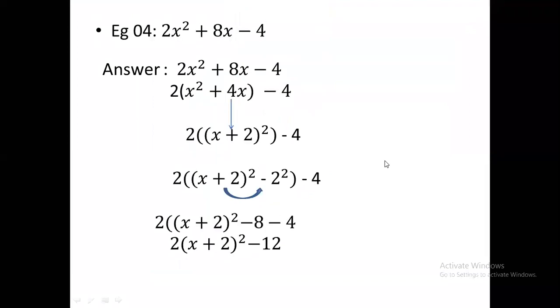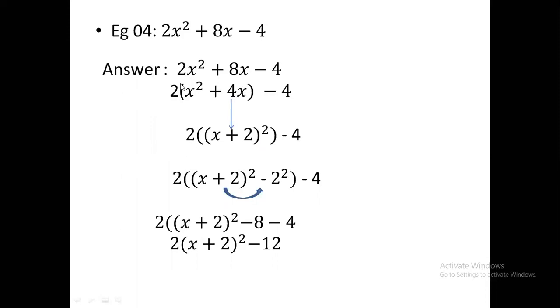Then the next one is 2x squared plus 8x minus 4. This is the most important point to see. Now you can see the coefficient of x squared is not 1. Therefore, to make it 1, we have to take this 2 out as a common factor from the first two terms. Taking it out from the first two terms is totally enough. Understood, children?